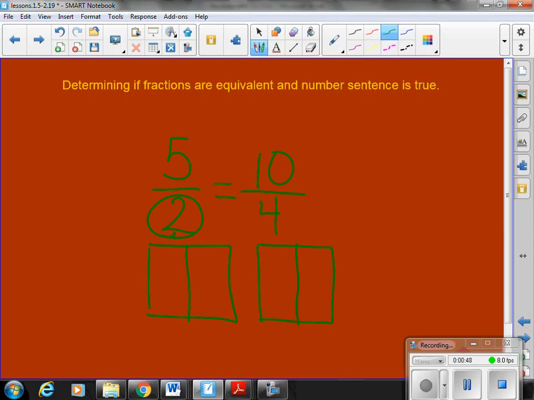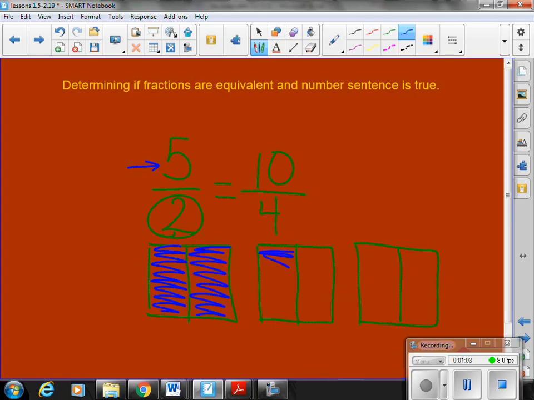So here's another piece broken into 2. That gives me 4. And lastly, it's 5. So now I'm going to color 5 because that's what the numerator is telling me to do. So here's 1, 2, 3, 4. There are 5 pieces all colored in.